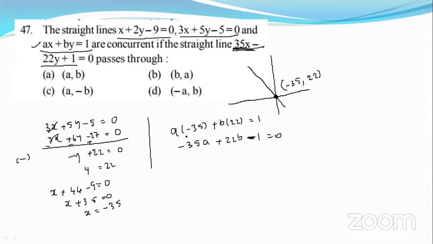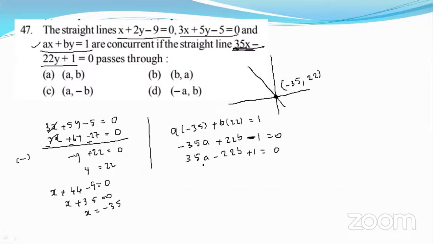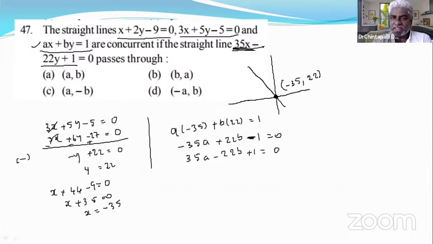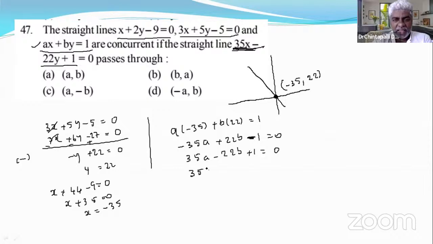Okay. So it will be 35a minus 22b plus 1 is equal to 0. Now it is ready to compare with the result statement, right? That is, (a, b), sir. 35x minus 22y plus 1 is equal to 0.